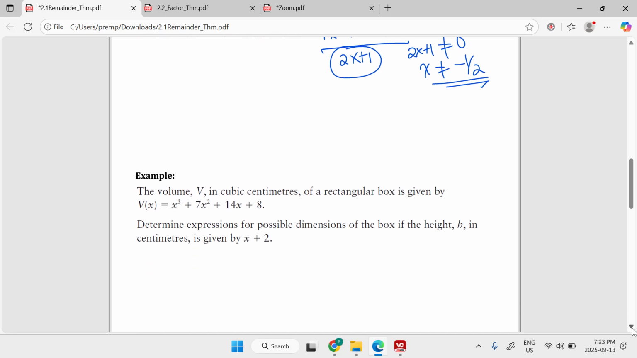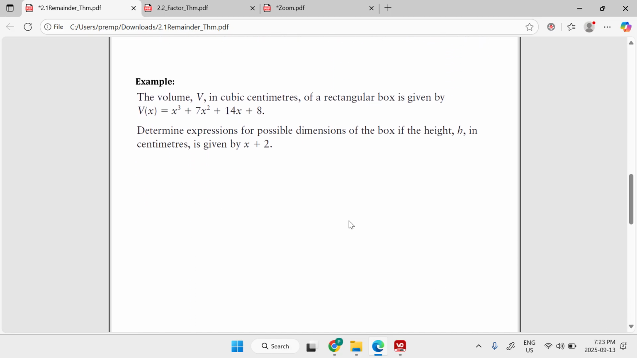Okay, and we can do the divisions here. So I will look into some example. This is a word problem. It says the volume V in cubic centimeters of a rectangular box is given by this. Determine the expression for possible dimensions of the box if the height is given by this. So basically what it means, we know that volume of any rectangular box is length times width times height. So if I do volume over height, that means I should get length times width. So what I will do, first I'll try to divide it.